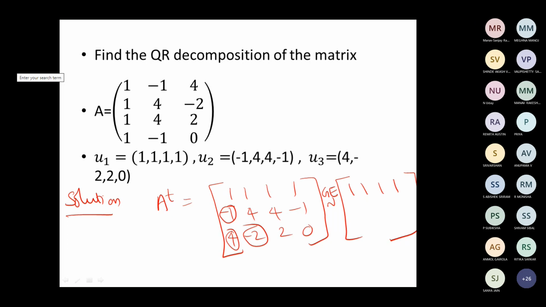Second row is 0, 5, 5, 0. Okay. Third row, first you have to make this entry 0. Then again one more operation you have to do.